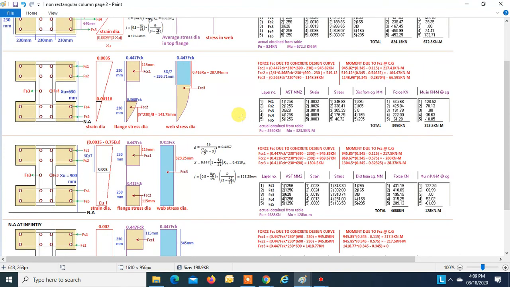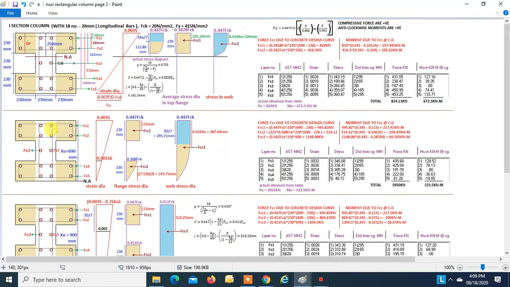Coming to the second case, when the neutral axis is at the bottom face, that is XU is equal to 690. So this will be the strain diagram, and this will be the stress diagram for the top flange, bottom flange, and for the web. So we will have three forces: FCC1 due to the top, FCC2 due to the bottom, and FCC3 due to the web.